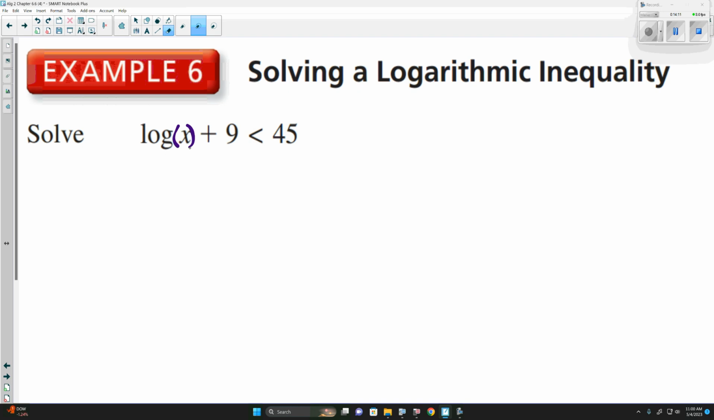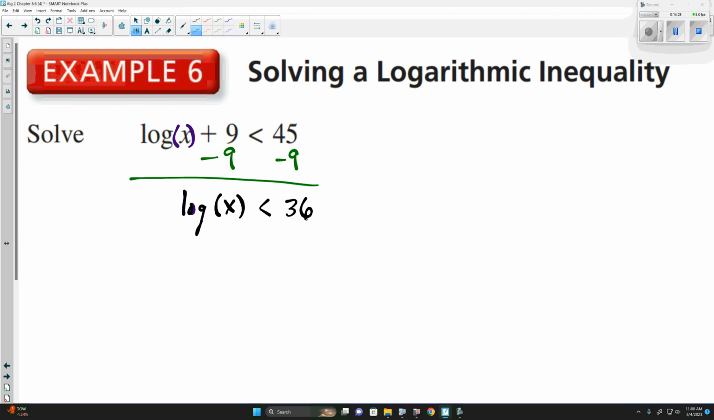So the base would be 10, but before we can do that, we need the logarithm by itself. Now we'll get back to the restrictions here in a minute. We'll go on and finish this first. So we have log of x is less than 36. Our next step would be to put 10 to both sides.